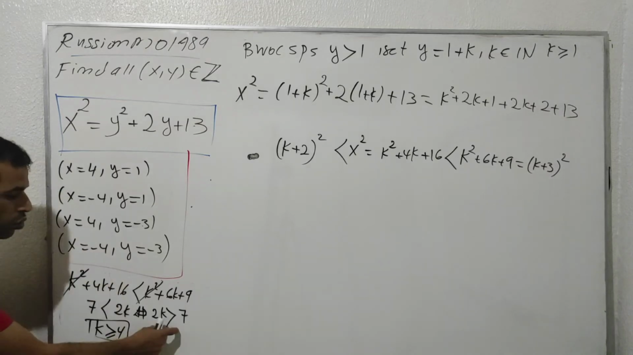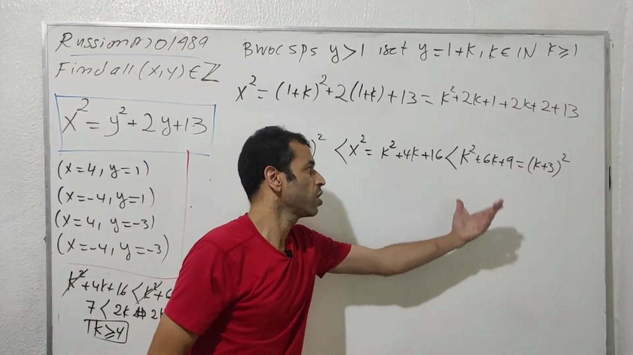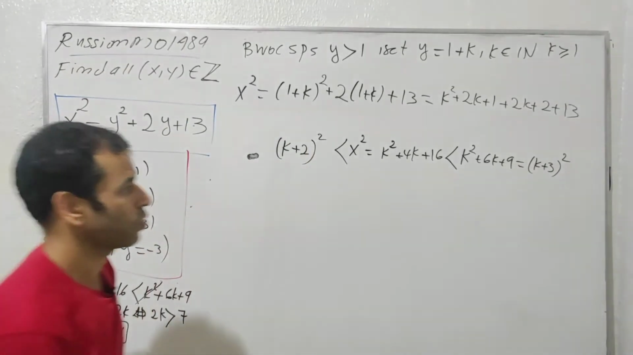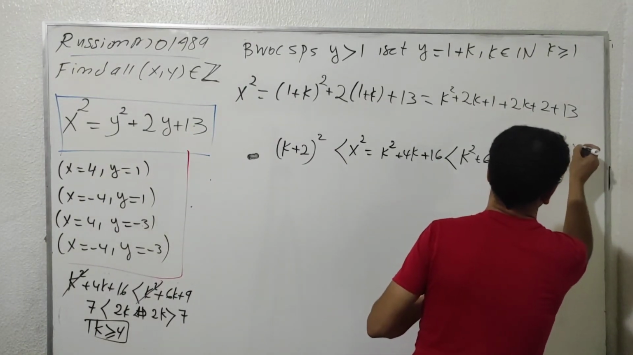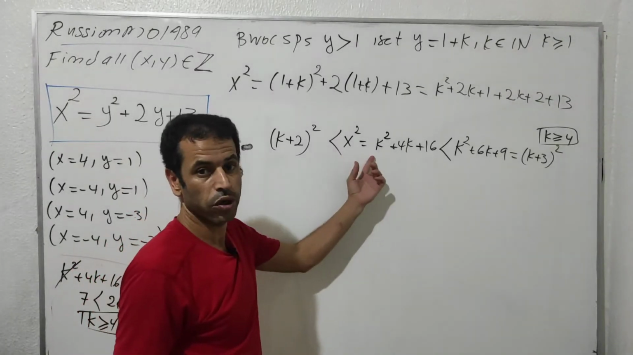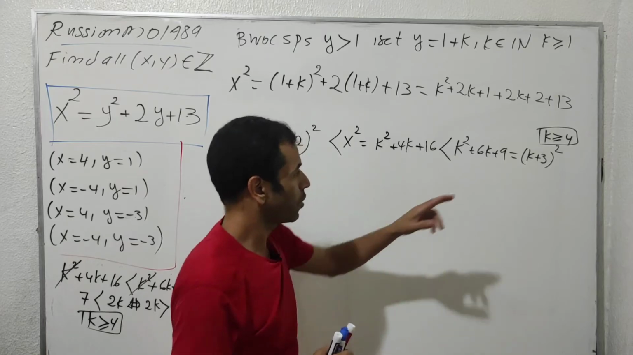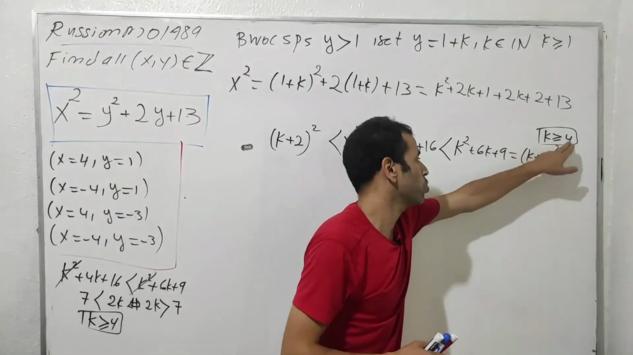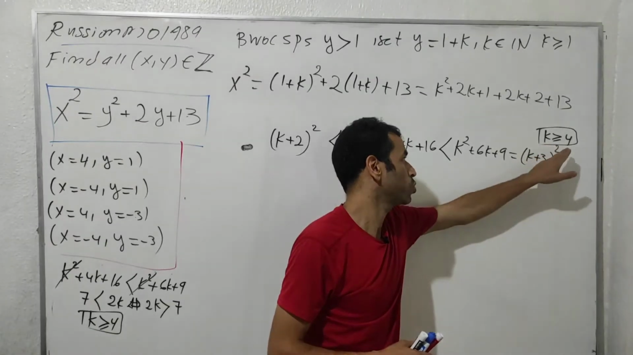Okay? This one holds, which means this side is inferior to this side if k is bigger or equal to number 4. This one, if k is superior to number 4. Okay? We get a perfect square which is between two consecutive squares on this interval if k is superior to 4. But the problem: what about k equals 1, 2, 3?